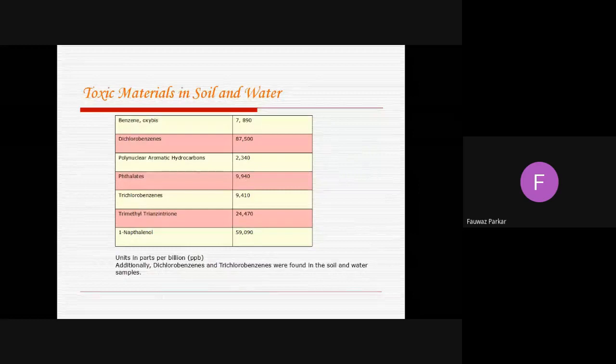Toxic materials in soil and water: you can see these many toxic materials in parts per billion. For 1 billion, these many parts were observed in soil and water, and testing was done. You can imagine how high that is, because generally you calculate in parts per million alone. In parts per million it will be 787.2 parts per million. You can imagine how high the concentration is.